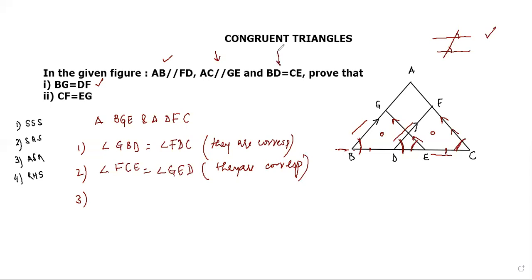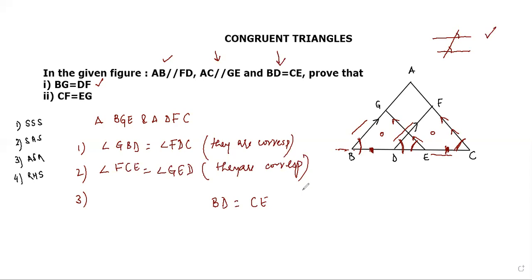So it also says that BD is equal to CE. Are these the part of the triangles? No, they are not part of the triangles. So you cannot say that the third thing is BD equals CE, and this is where most of the students make mistake. BD is not the part of the triangle which we are considering for congruency. BD is just a part of it.